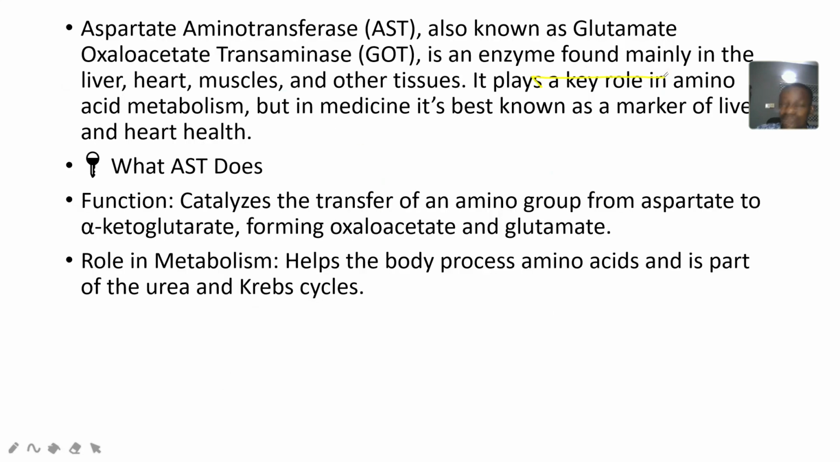Of course, if you're talking about an enzyme, you are now trying to look at what conditions could make these enzyme levels go high, and what conditions could make these enzyme levels go low. It catalyzes the transfer of an amino group from aspartate to α-ketoglutarate, so it will form oxaloacetate and glutamate. Its role in metabolism is to help the body process amino acids, and it's part of the urea and Krebs cycles.